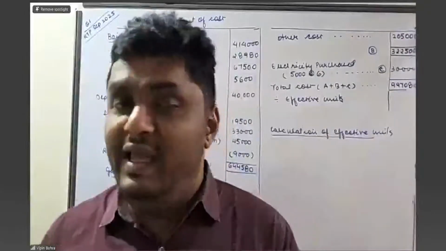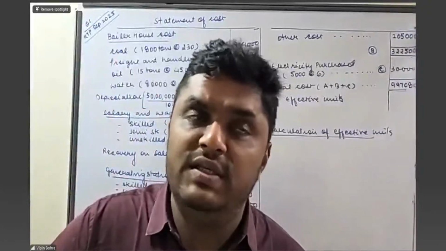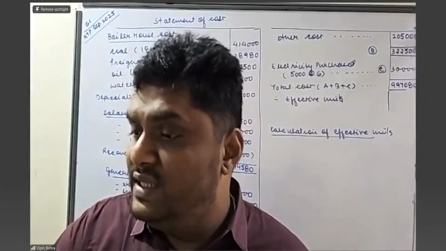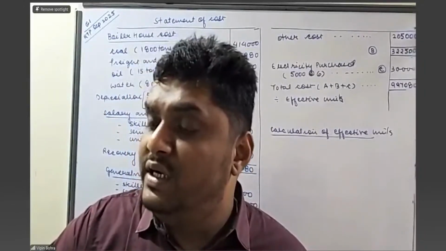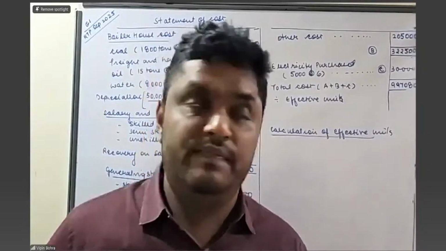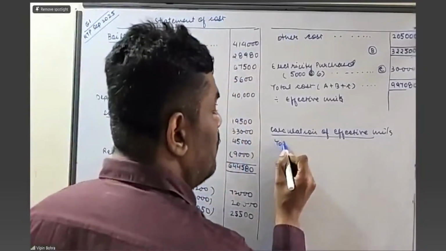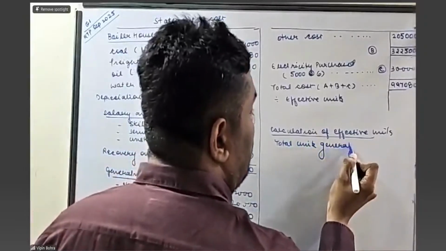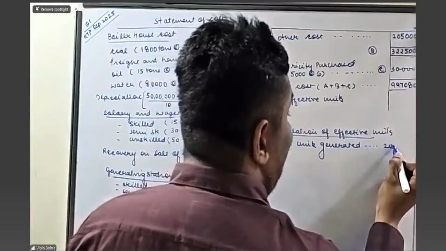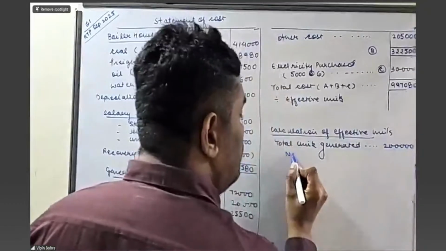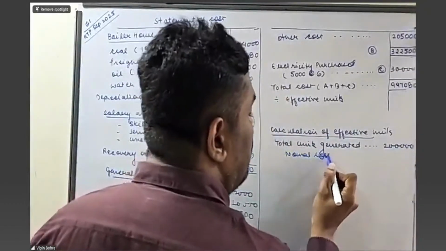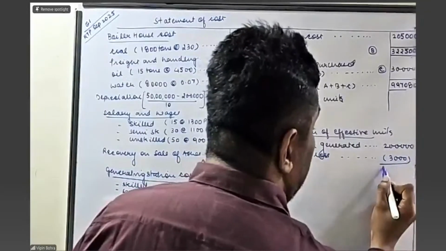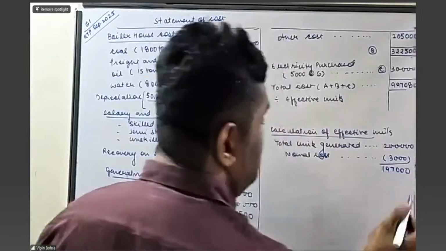This part is the key. In fact, in power generation questions, generally the calculation of effective units is very important. So herein what we can see is that the total number of units generated before loss, it is 2 lakh. Total units generated is 2 lakh. Of this, normal loss is 3,000 units. So we are left out with 197,000 units.